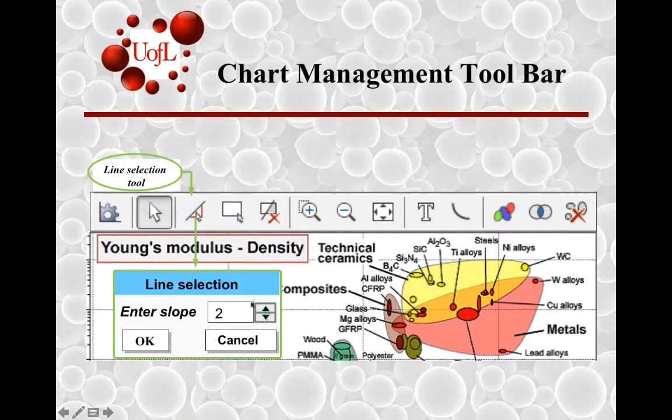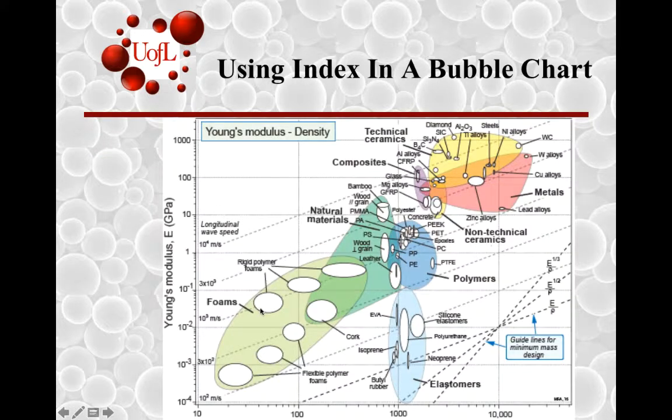When you click on it, you can enter the slope of the line. In this case, if it's 2, then you are looking for this particular material index with slope 2, and you can move this around with the same slope for different values of capital M, the material index, which is determined by the design situation. So you can go up and down depending on the different values of M.